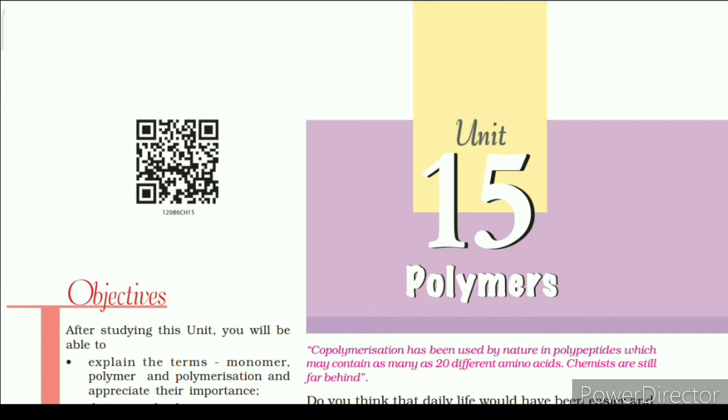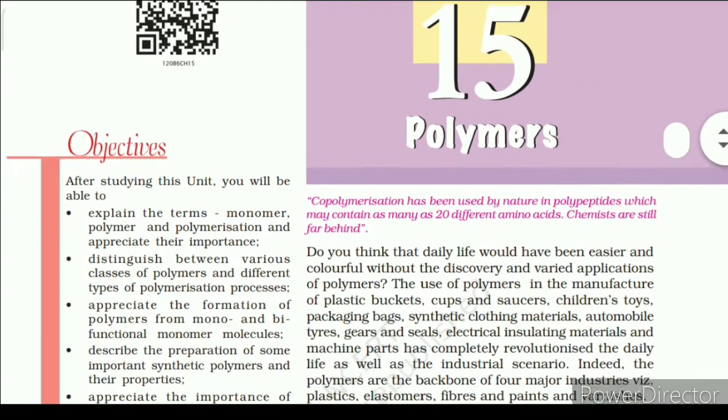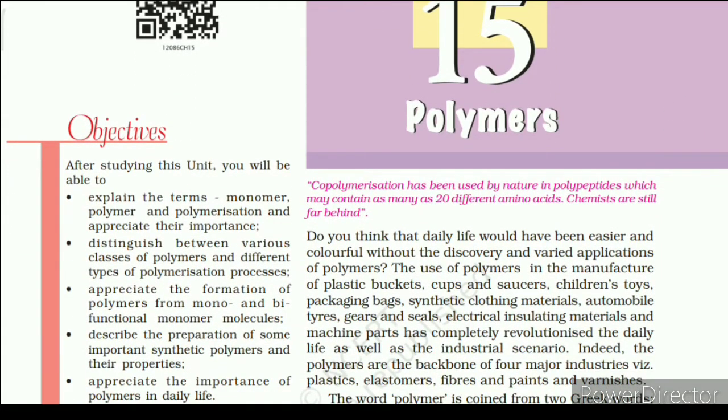So let's get started. Unit 15, Polymers. Copolymerization has been used by nature in polypeptides, which may contain as many as 20 different amino acids. Chemists are still far behind. Do you think that daily life would have been easier and colorful without the discovery and varied applications of polymers?